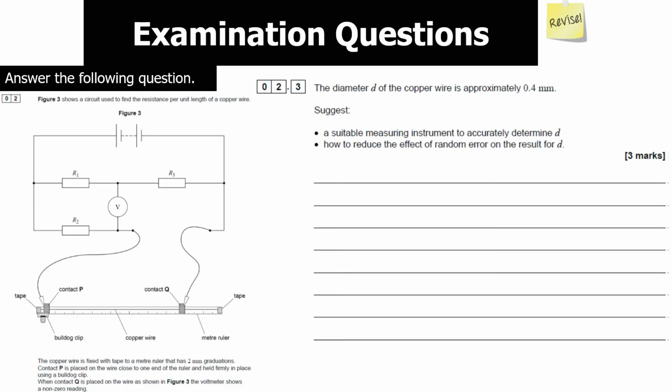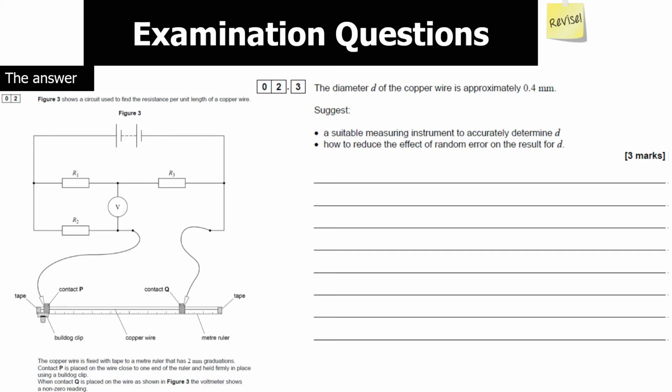Now the next question says the diameter D of the copper wire is approximately 0.4 millimeters. Suggest a suitable measuring instrument to accurately determine D and how to reduce the effect of random errors on the result for D. So pause the video now, then unpause the video when you want to go through your answer.